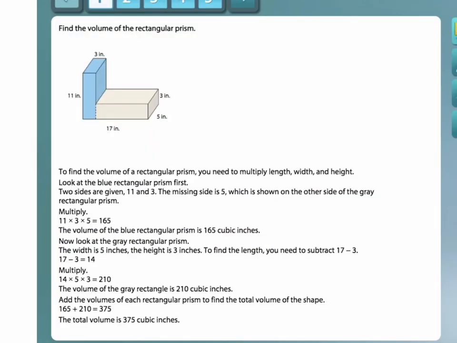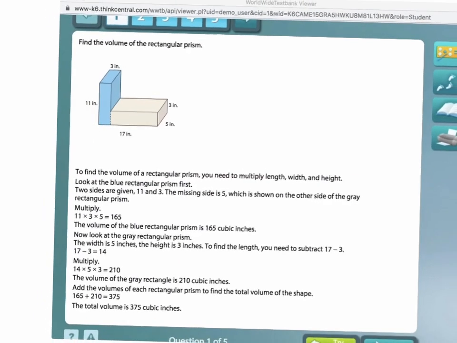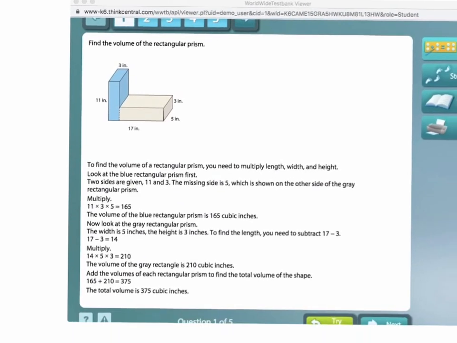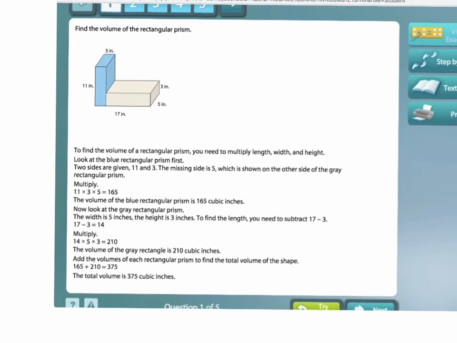I included this page. This is ThinkCentral's explanation of the problem. Take a second just to read through what they did here. They came up with the answer, so we know that we're right. And it looks like they followed the exact same strategy that I had. But go ahead and read through this and compare it to how you would do it, because there is more than one way to do it.